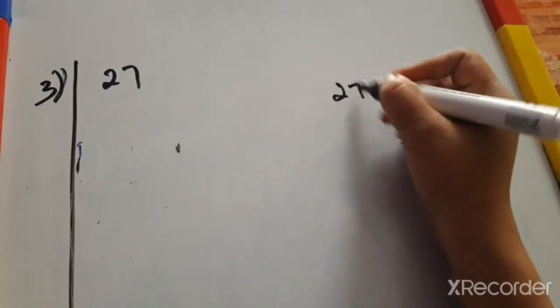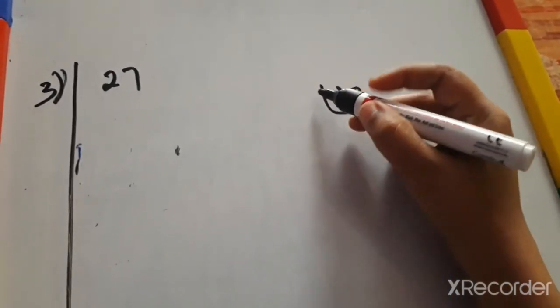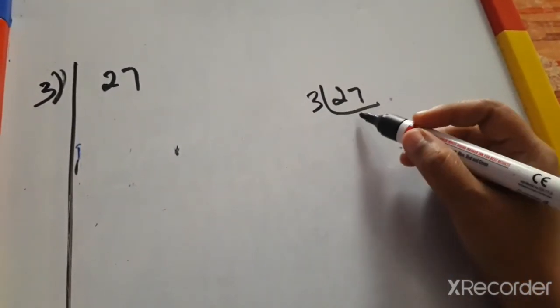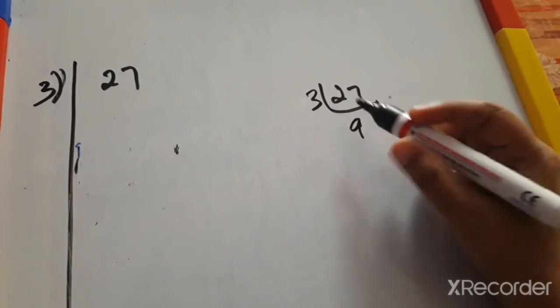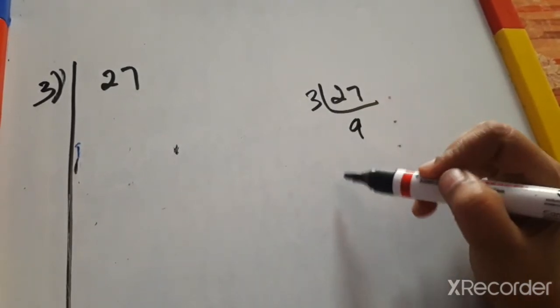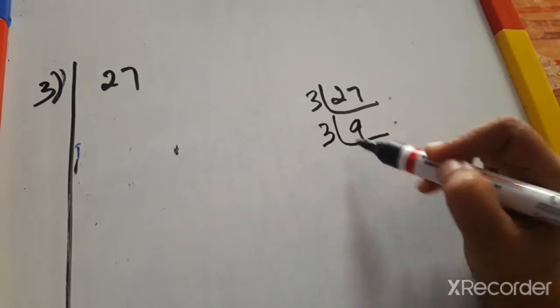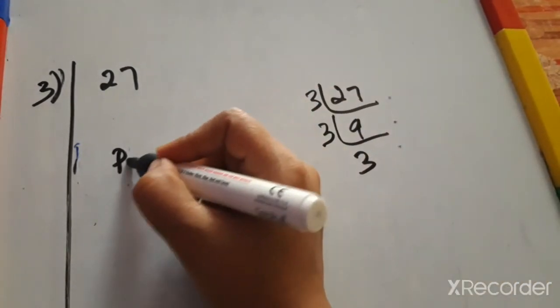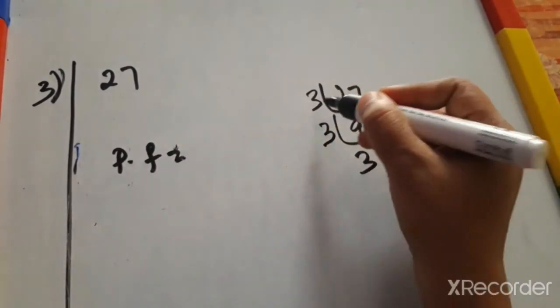Next is 27. 27 divide with 3 ones are table. 3 9s are 27, because we want only prime numbers outside. And 9 will multiply, 3 3s are 9. Prime factors are 3 into 3 into 3.